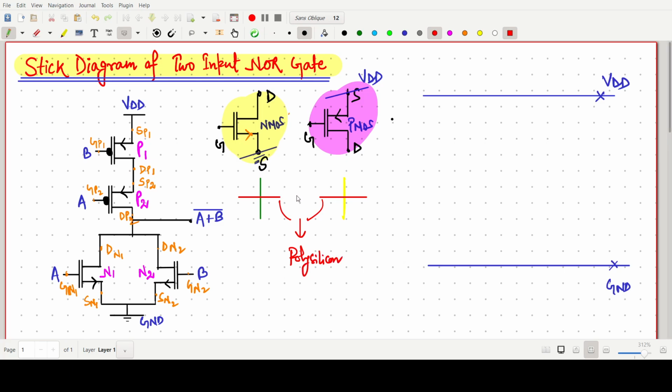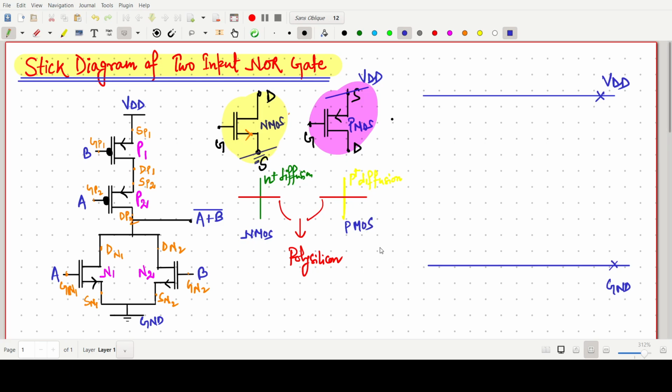This green one is our n plus diffusion, and this yellow one is our p plus diffusion. So this one is our NMOS, and this one is our PMOS.